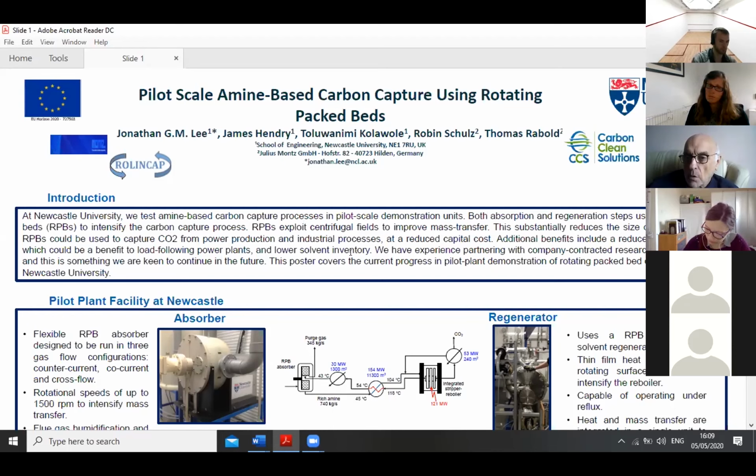Yeah, it would be high selectivity because the amine basically reacts with CO2. So you form an amine carbonate, so it's a bit like the reaction between an alkali and the acidic CO2. So you basically just absorb CO2 and then desorb it in the regenerator. Okay. Thanks.